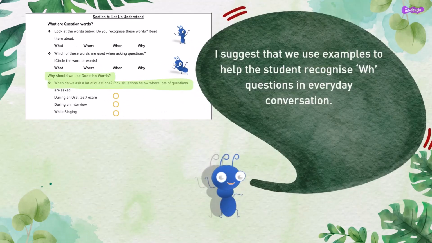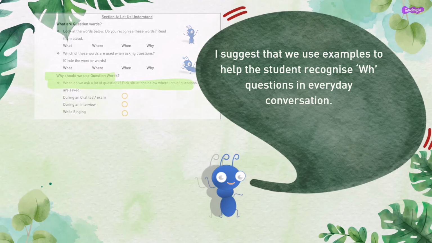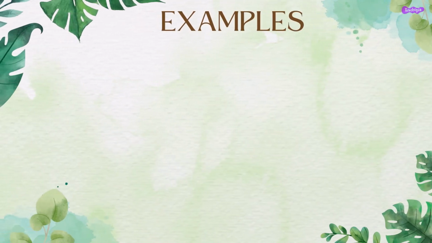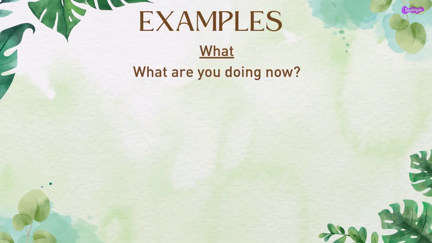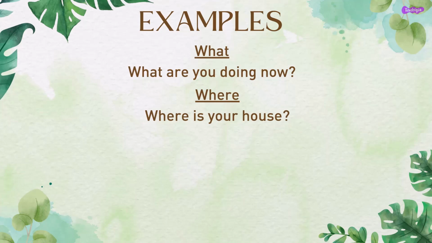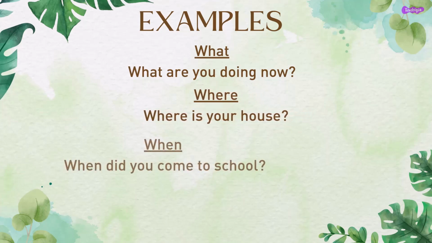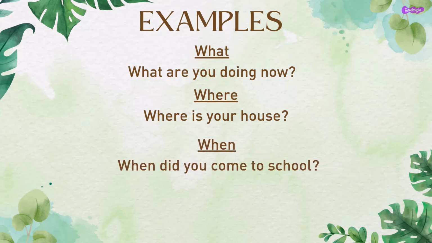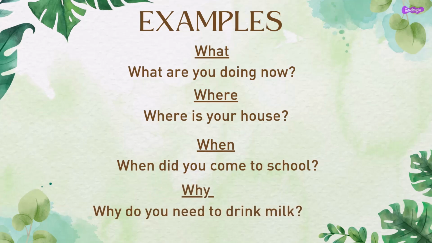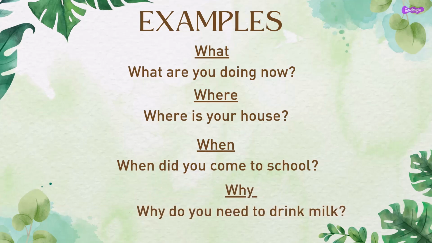I suggest that we use examples to help the student recognize WH questions in everyday conversation. For example, for what? What are you doing now? For where? Where is your house? For when? When did you come to school? And why? Why do you need to drink milk?